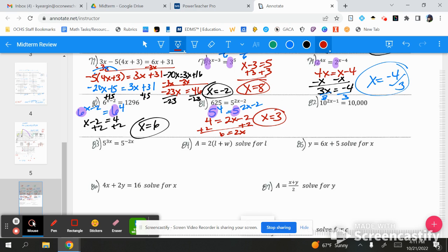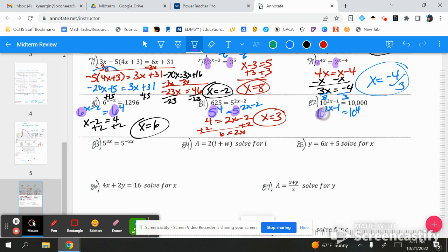82, we see that our bases are not the same. So I definitely want to keep 10. And then I just have to figure out 10 to what power equals 10,000. Little hint for base of 10, you count your zeros. 1, 2, 3, 4. So that is 10 to the fourth.